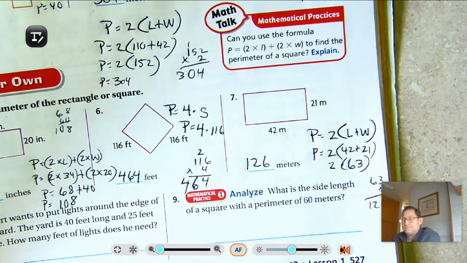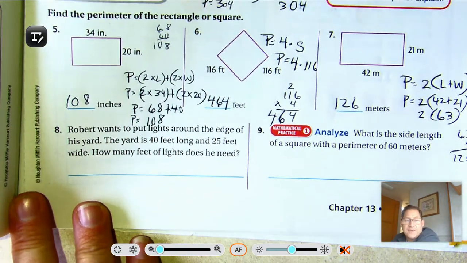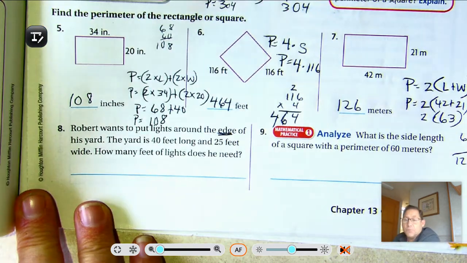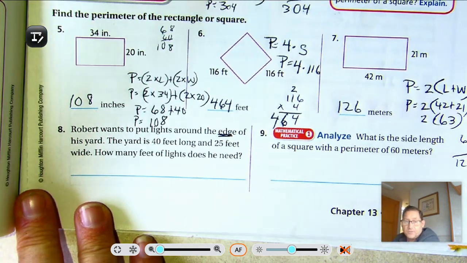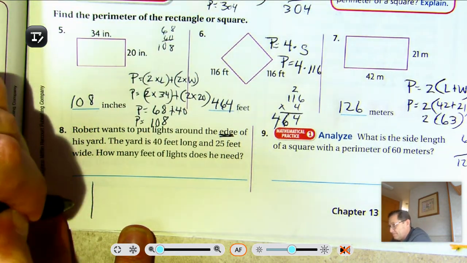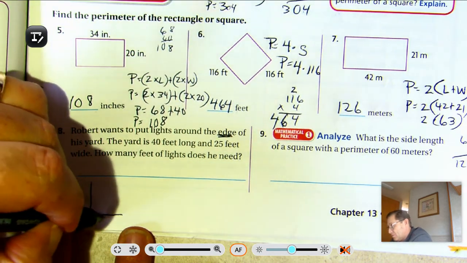All right, number 8. Robert wants to put lights around the edge of his yard. So when you see something like edge, that's a border. A border means perimeter. The yard is 40 feet long, 25 feet wide.